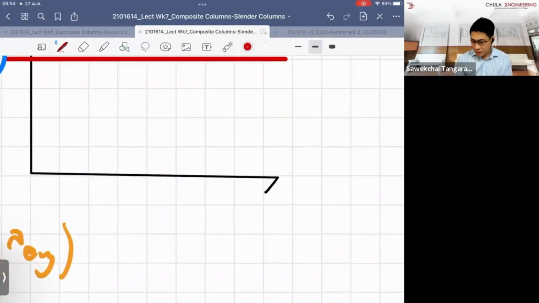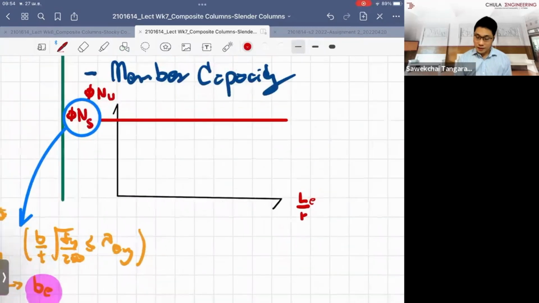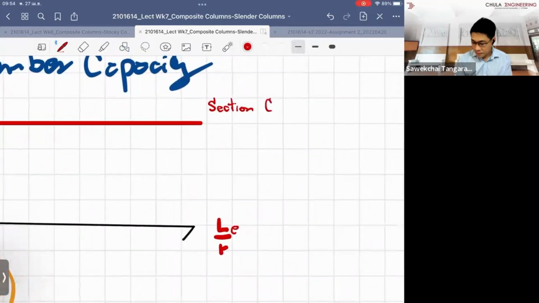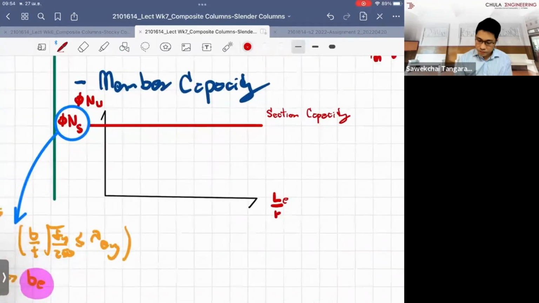Any capacity you have is seen as a flat line, and they plot it in the diagram against the slenderness ratio, which is L over r. We call it the slenderness ratio. And don't forget that we have to adjust the value of the length by using the effective length. We call this line here the section capacity. And they have another line as well.